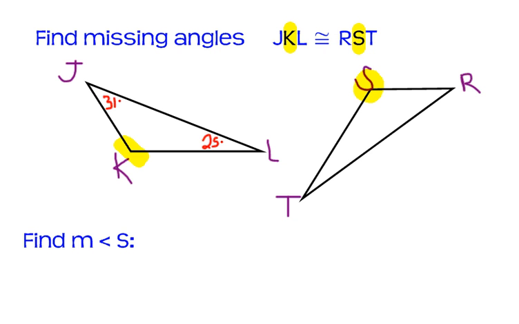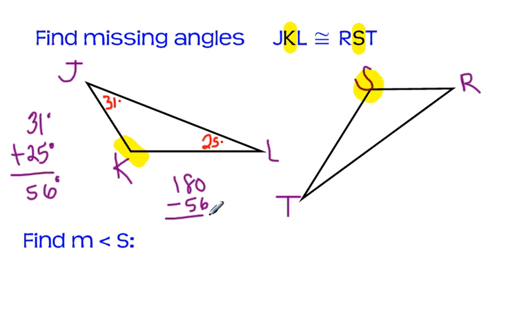So we know that triangles have a total of 180 degrees inside them. And I see that right now I have a total of 31 and 25, which is 56 degrees. And the whole total of this inside must be 180. So I'm going to subtract to find out how much is missing.